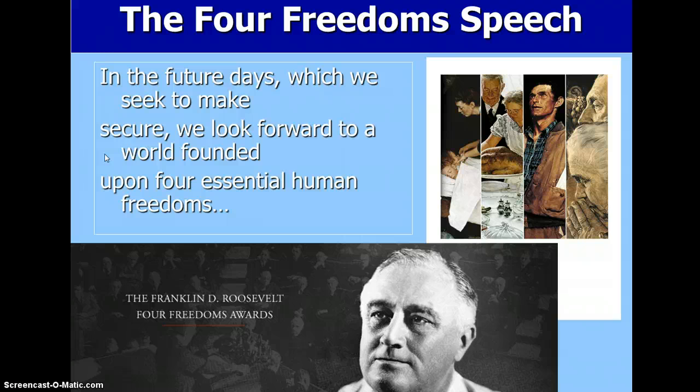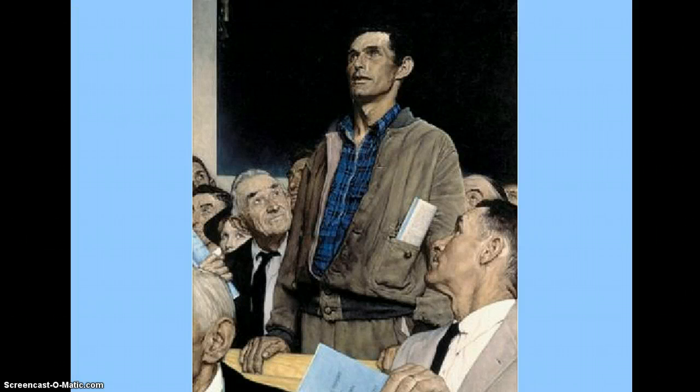I'm going to show you four famous Norman Rockwell paintings. I would like you, in the bullets down below, to put down what the freedom is and also describe how this famous painter, Norman Rockwell, portrays this freedom. So here's the first one. This is freedom of expression. Please put down that freedom, and then describe how it's portrayed in this image.